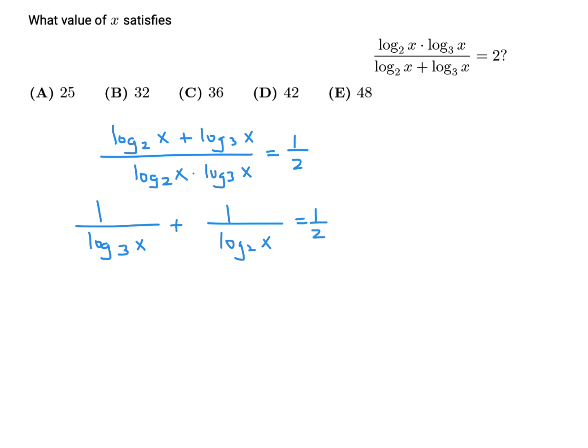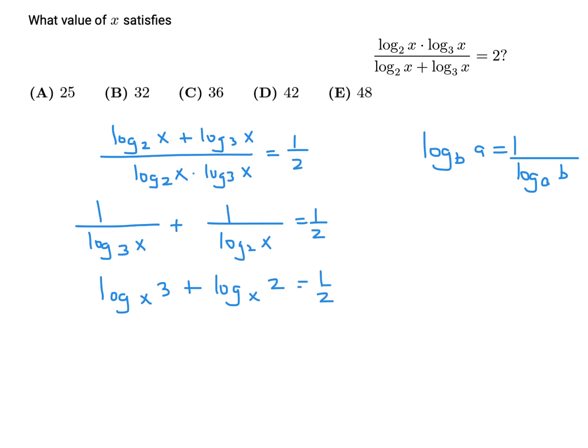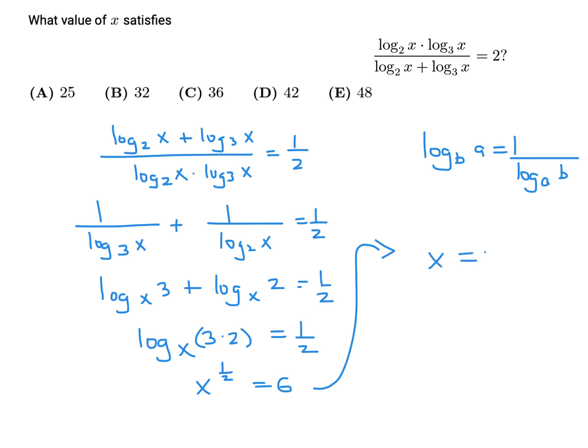And then I think we just used this earlier in the contest. We used that log rule that the log of a to the base b is 1 over the log of b to the base a. So this will basically be the log of 3 to the base x plus the log of 2 to the base x. And when the bases are the same, you can use a log rule to combine them. It'll be the log of 3 times 2 to the base x is equal to 1/2. So this basically becomes x to the 1/2 is equal to 3 times 2, which is 6. If we square both sides, it'll be x is equal to 36. And that is it. C is the answer.